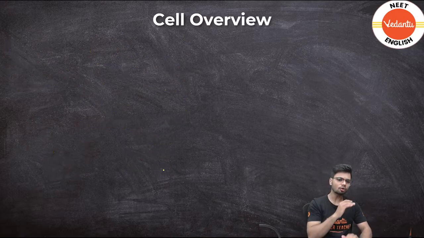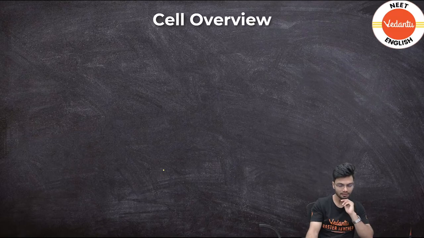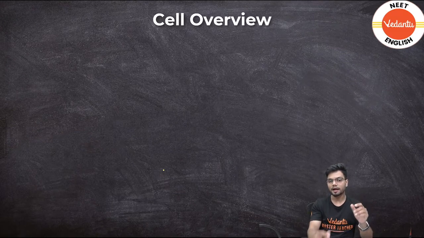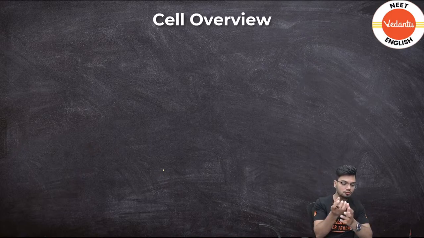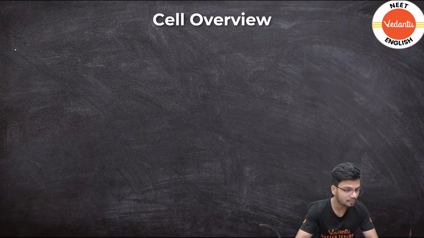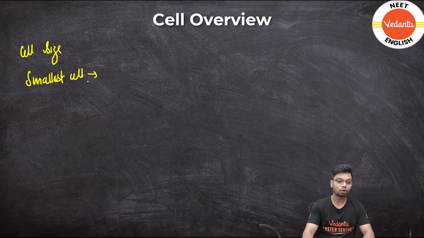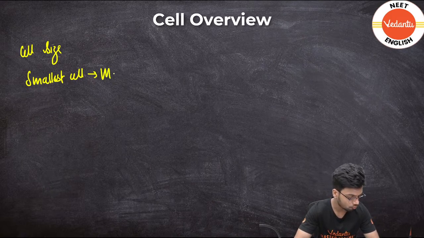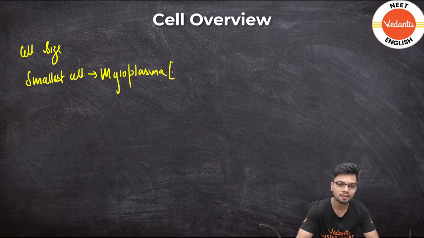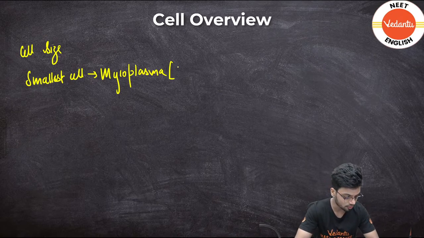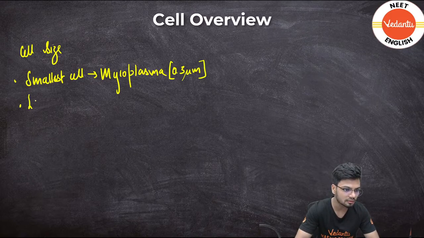Now, can we talk about different sizes of the cell? Yes, I told you the cell is very small. But how small is a cell? If you talk about cell size, which is the smallest cell? The smallest cell in the world is nothing but mycoplasma. What is the size of mycoplasma? The size of the mycoplasma is 0.3 micrometer.